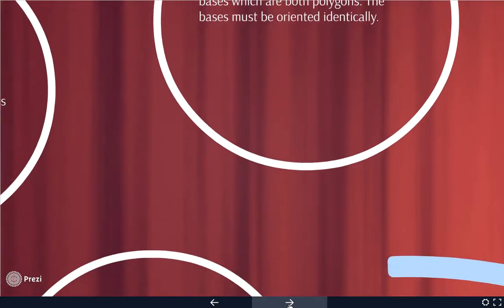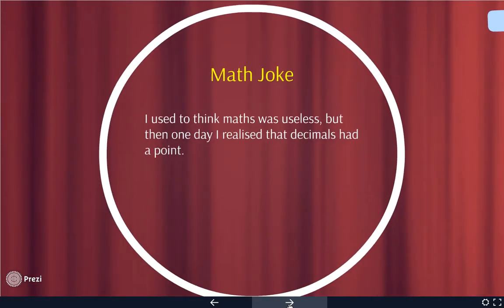All right. Here is your math joke for today. I used to think math was useless, but then one day I realized that decimals really do have a point.